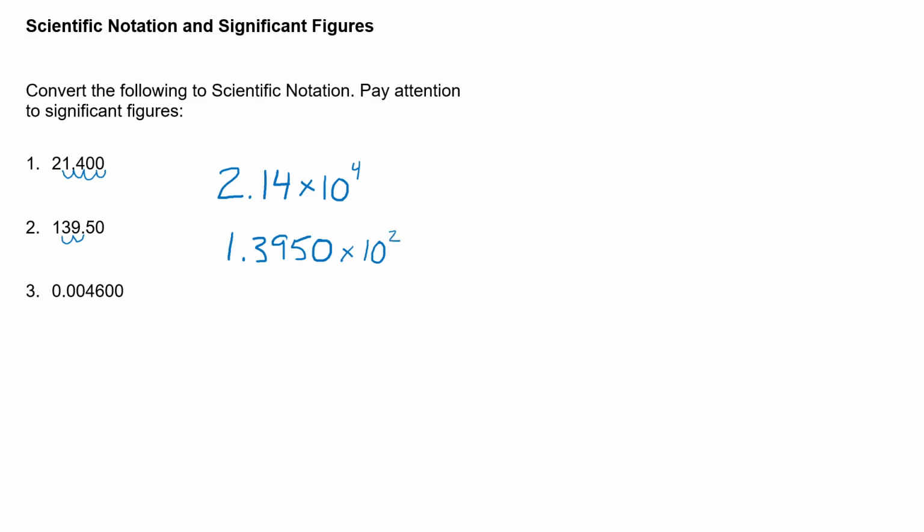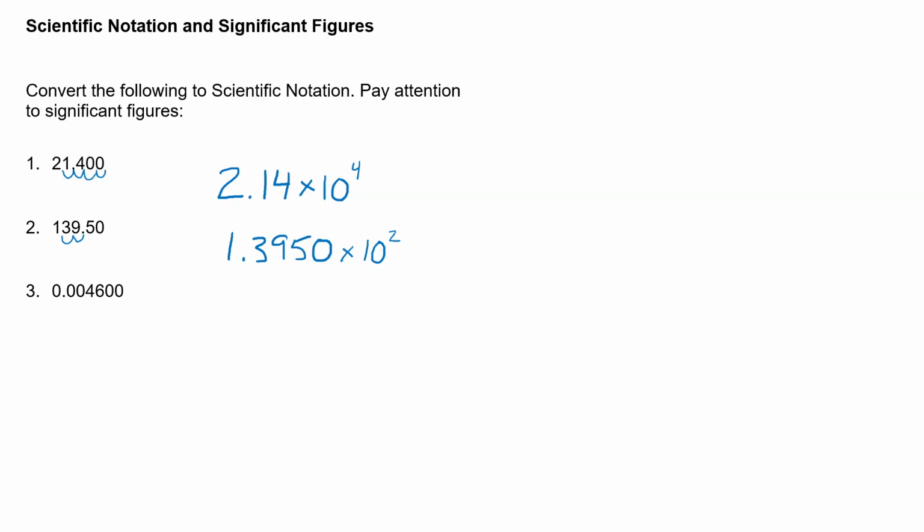It's a positive 2 because we moved the decimal to the left to make a big number into a number, 1 point. So this is times 10 to the 2. We also know 10 to the 2 is 100. 10 squared is 100, and this is 139, so that makes sense as well.